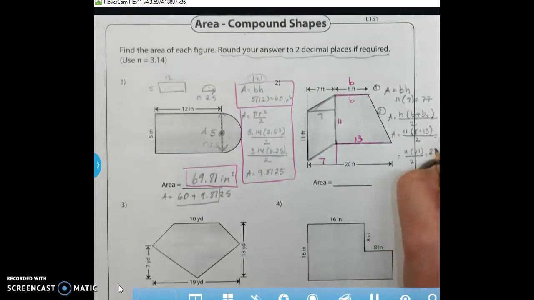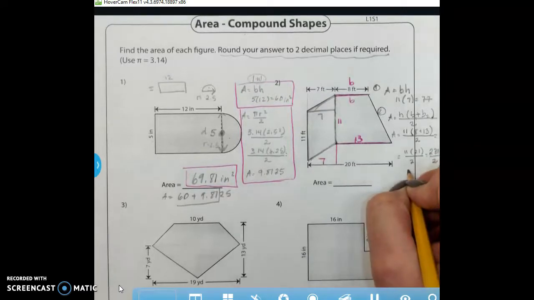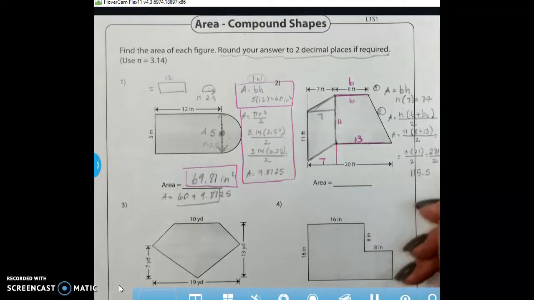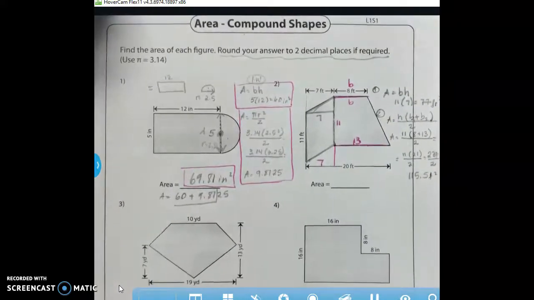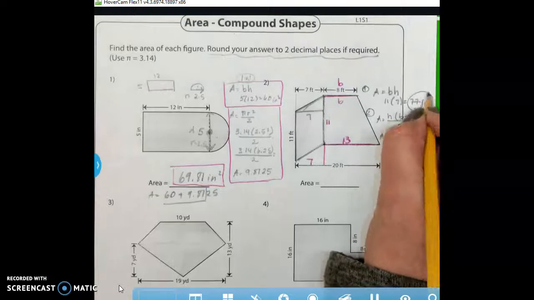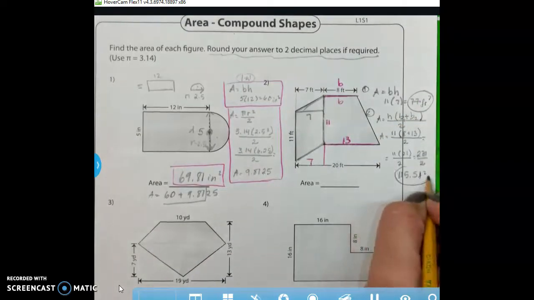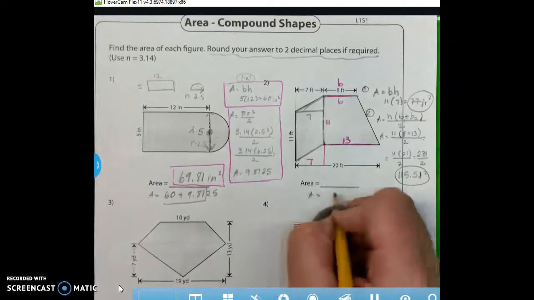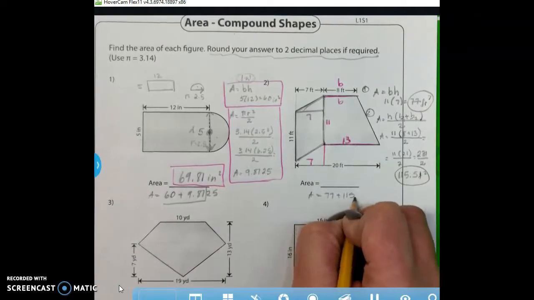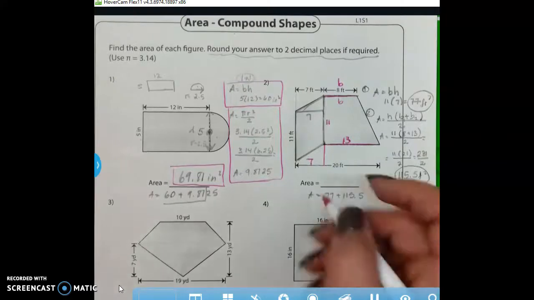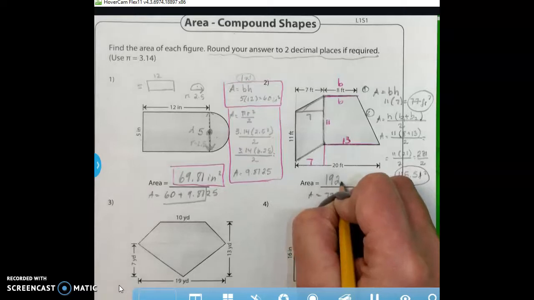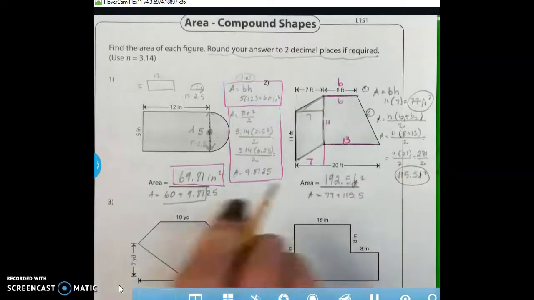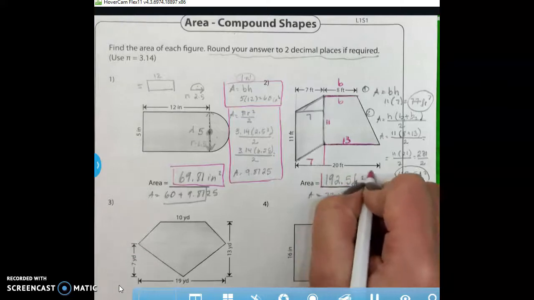So that would be 231 divided by 2 for the final of 115.5 square feet. So we do have two areas: area of parallelogram, area of trapezoid that we have to add together. 77, 115.5 gives us the total of 192.5 square feet. I'm gonna box it up.